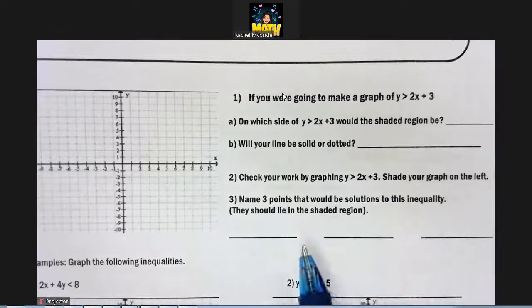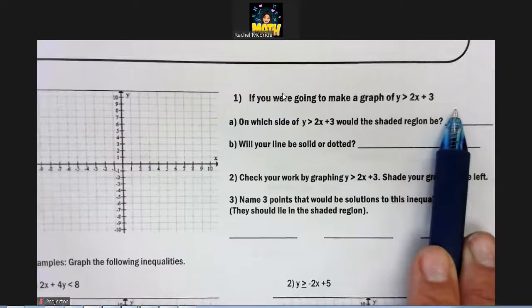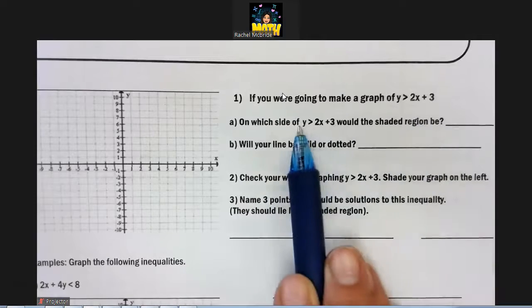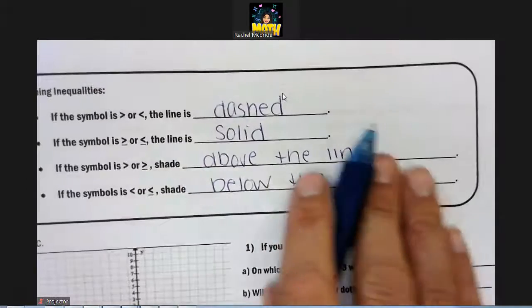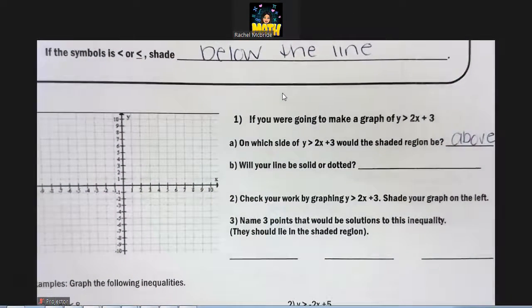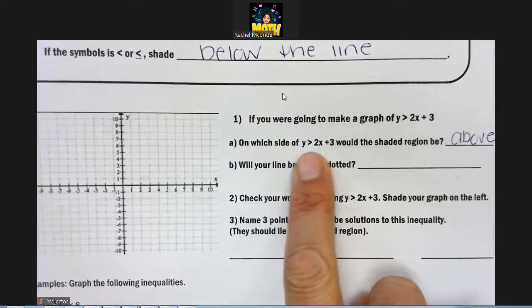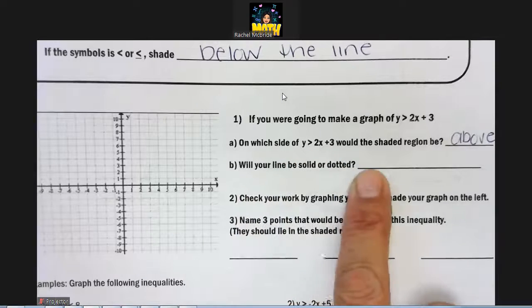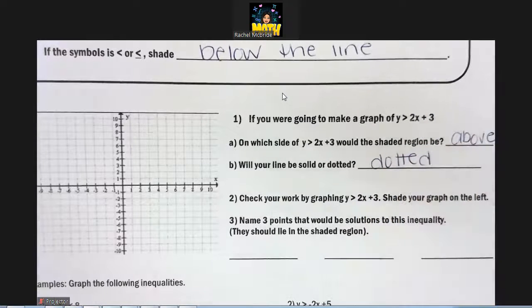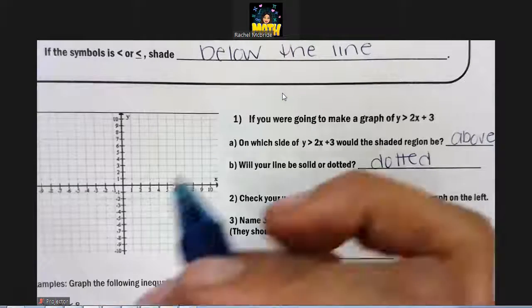So it says if you are going to make a graph of y greater than 2x plus 3, on which side would the shaded region be? Well, that's y greater than. So following the table above, it would be above. Because it's greater than without equal to, then the line is dotted or dashed. Same difference. And then we can check that. So you go through the y-intercept of 3, up 2 over 1.